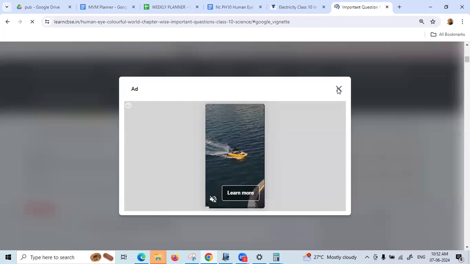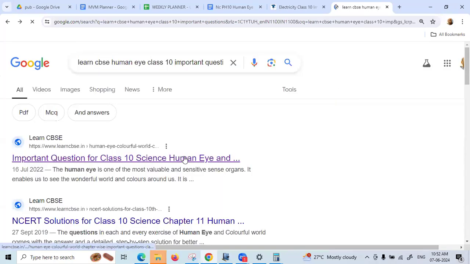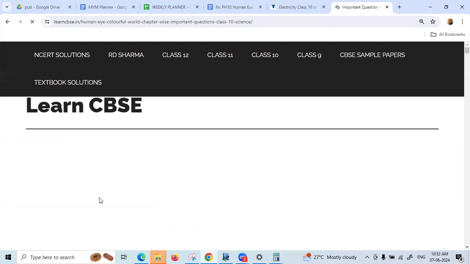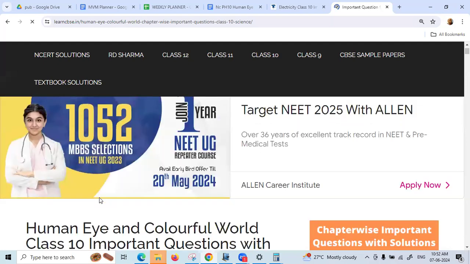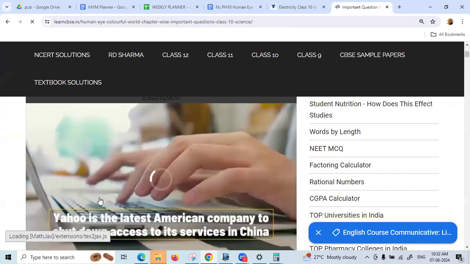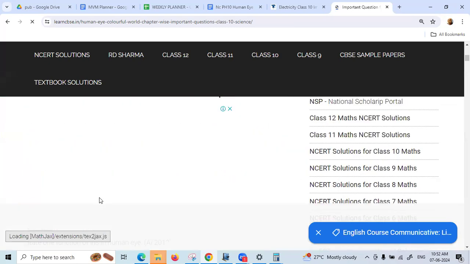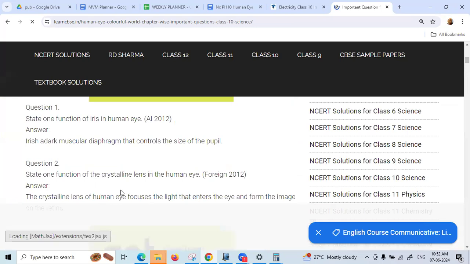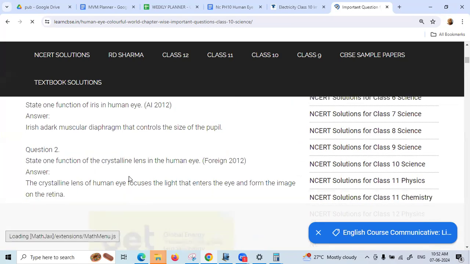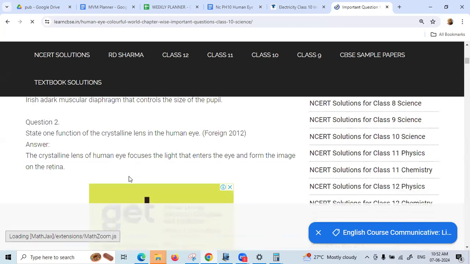State the function of the eye lens. Obviously, without the lens you cannot see the object. It focuses the light. Basically, it forms the image of the object on the retina.